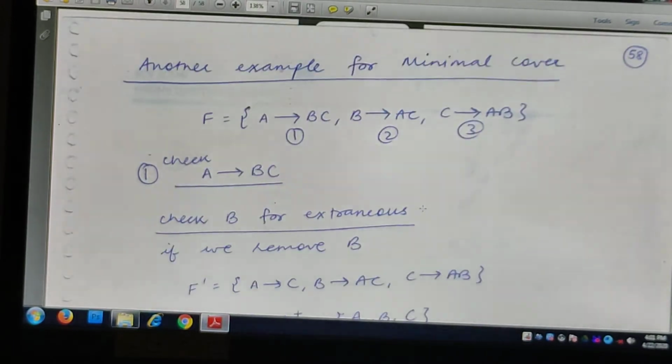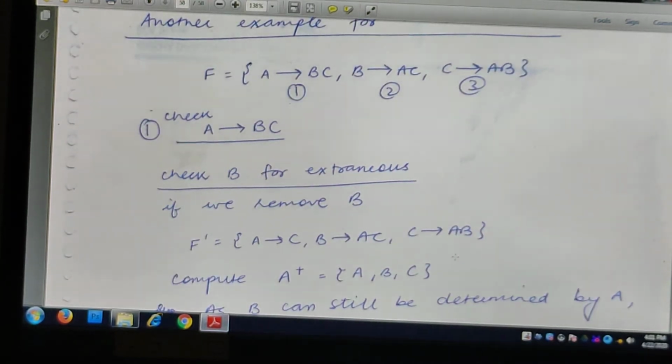Now let's practice another example. We are given A to BC, B to AC, C to AB. Because in this case all three functional dependencies have two attributes on the right side, we will check the right side of each functional dependency. Let's start with A to BC. Suppose I am assuming that B is extra here. If I remove B from there, the set will look like this: A to C, B to AC, C to AB.